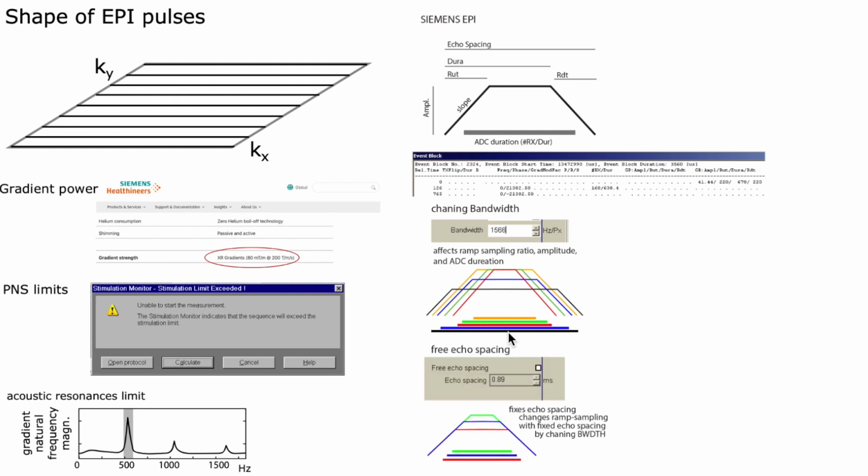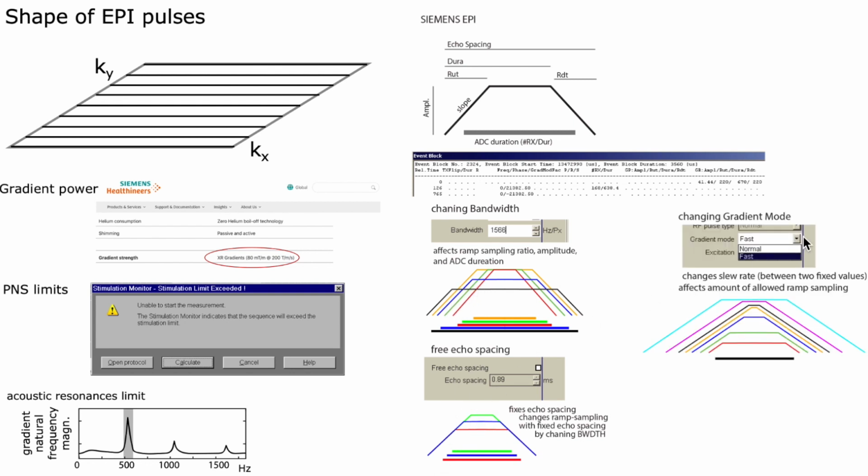Some sequences have this additional parameter of free echo spacing, which paradoxically does fix the echo spacing, but allows you to manipulate the bandwidth for a given echo spacing, meaning that the duration of this gradient shape is not changed anymore, but by clicking this parameter you can change the amount of ramp sampling and magnitude. But both of those parameters are actually not touching the slope at all. So the slope of this gradient is always the same.